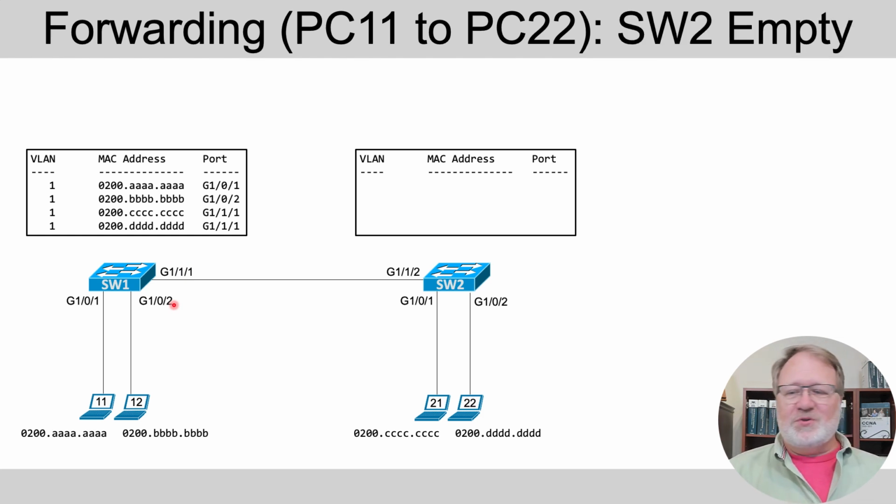All right, same source and destination, but now we've cleared out switch 2's MAC table. So with switch 2's MAC table cleared, we have the same answer on switch 1 because the table's still full.